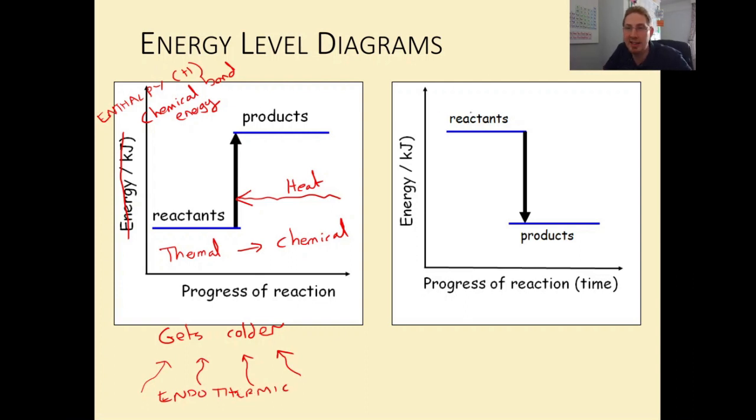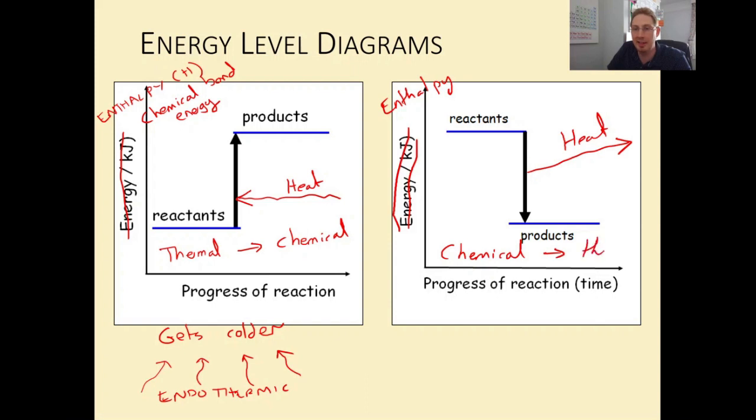In contrast here, we can see that the products have less chemical energy, less enthalpy than the reactants. Well, if they've got less chemical energy, that energy's got to have gone somewhere and it's been given out, again usually as heat. Here we have converted chemical energy into thermal energy. If the system has more thermal energy, it gets hotter. If it is hotter than the surroundings, then it can release heat. It goes out, exothermic.